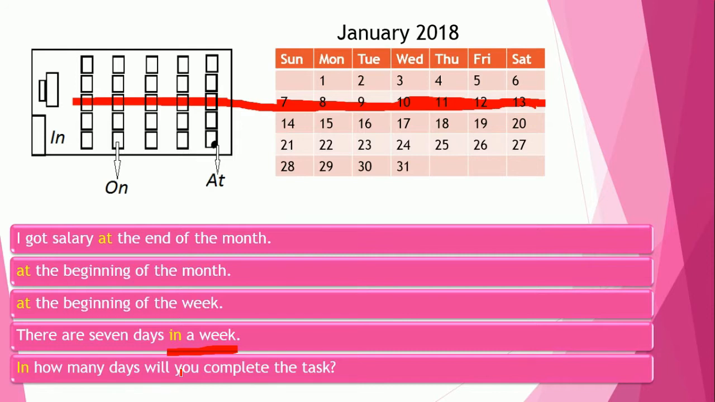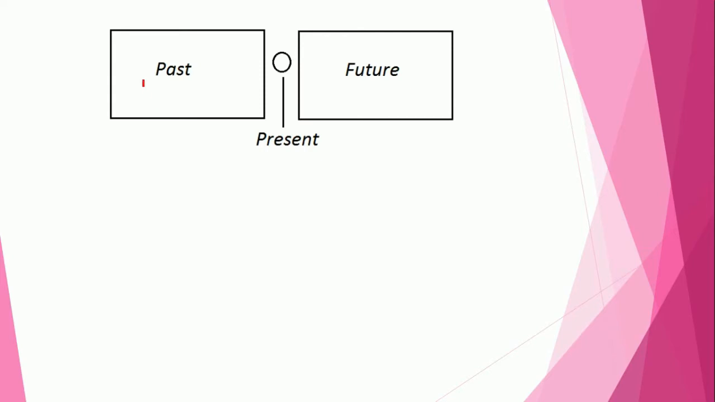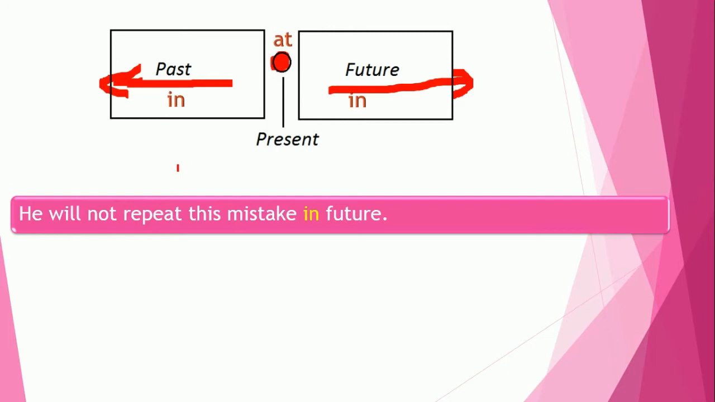Okay, now we look at which preposition we use before the past, present and future. The answer is very simple. Look at the picture. Past and future are like a big classroom, because the past has no end and the future also has no end. So according to our logic, in case of past we use in, and before future we also use in. But present means just now, just the moment of time, just the point of time. So here we use at, according to our logic. Now look at the example. He will not repeat this mistake in future. Here in is placed before future.